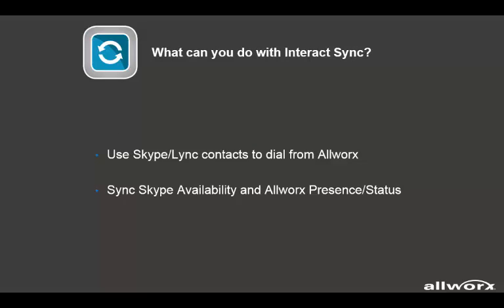How does Allworx integrate with Skype for Business? There are two integration points. First, you can call any Skype or Lync contacts using an Allworx IP phone with a simple click. Second, when your Skype availability is changed, your Allworx presence or status is also updated to the most closely matching setting, and vice versa.